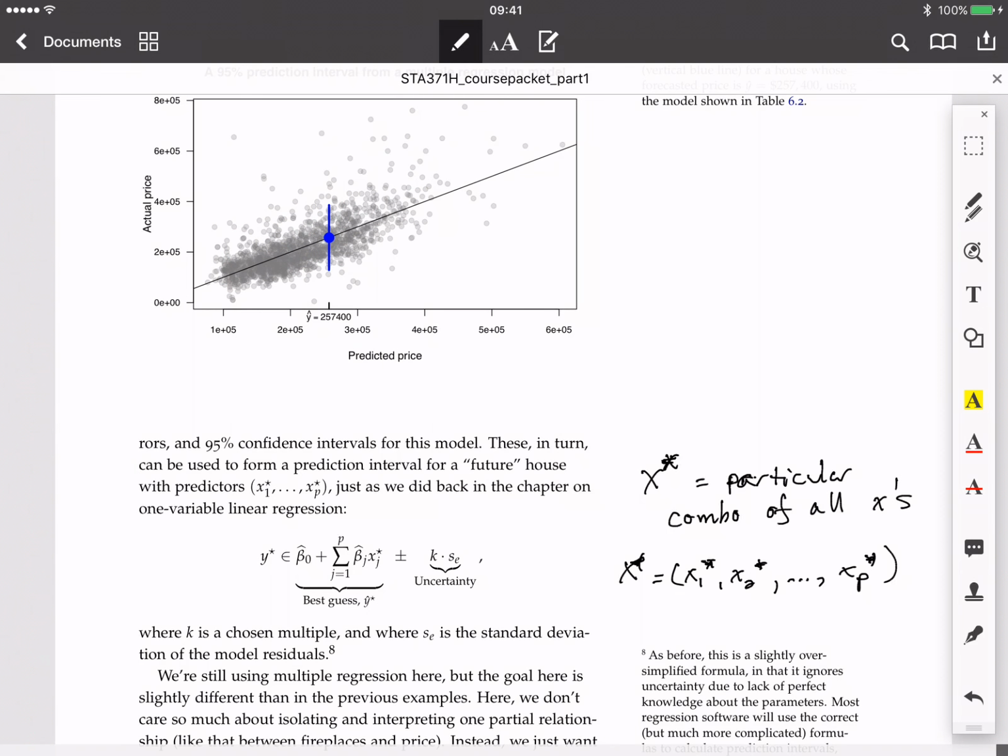And to form a prediction interval, it's a very simple two-step process. First, form your best guess, that's your y hat, and then go plus or minus some multiple of the residual standard deviation to reflect your uncertainty, exactly as you did in the first unit when we were talking about prediction intervals from one variable regression models. So nothing changes, and if you look in this picture up here, what you can see is a 95% prediction interval for a house that has a predicted price of $257,400. That's our predicted price, and if we go up roughly two residual standard deviations, we get a 95% prediction interval for the actual price.